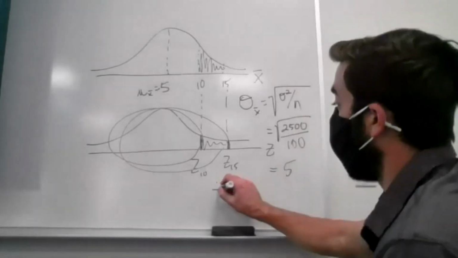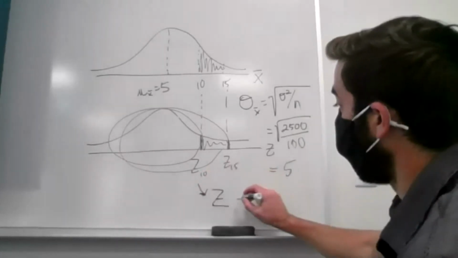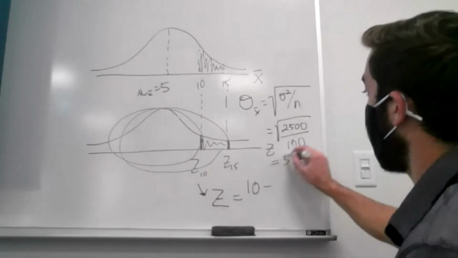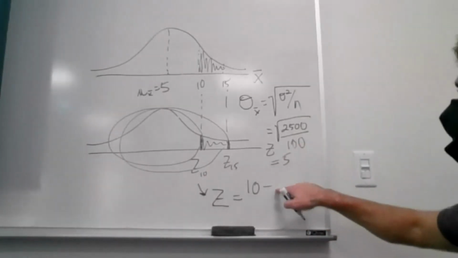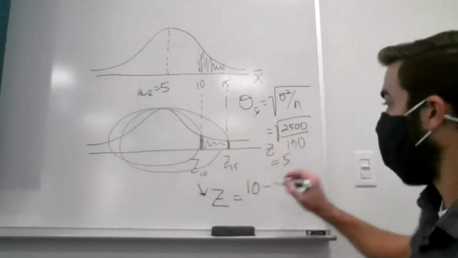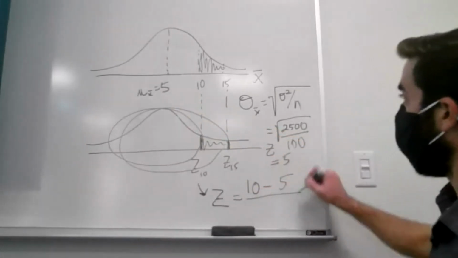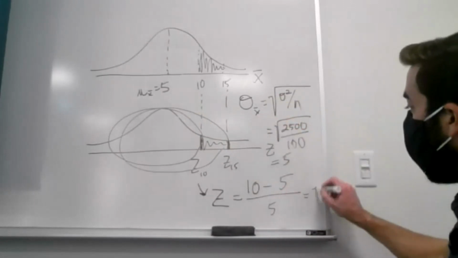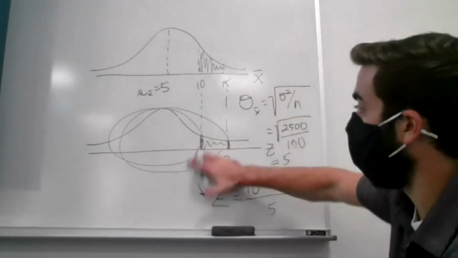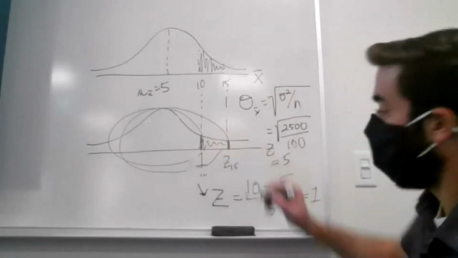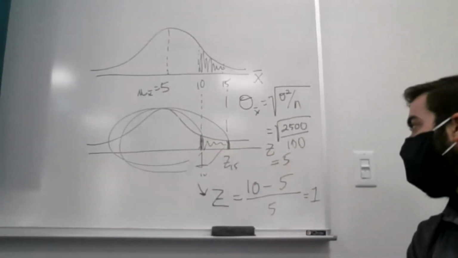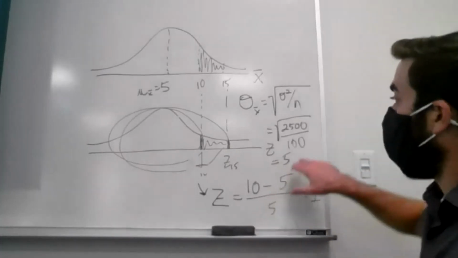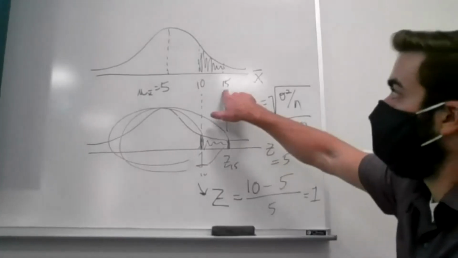So then to find this z-score, say for 10, I'll take that cutoff value I'm interested in of 10. I'll subtract the mean of my distribution, which is 5, and I'll divide by the standard deviation of my sample means, which is also 5, and I get that that z-score here is just 1.